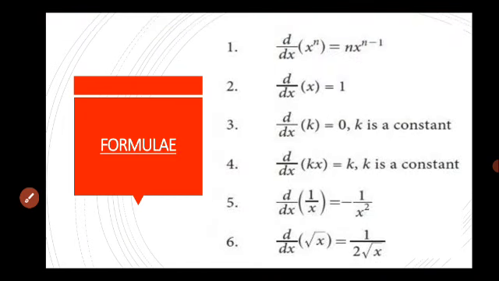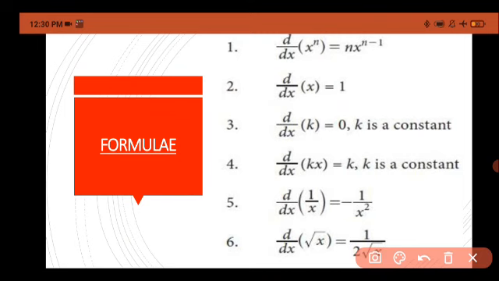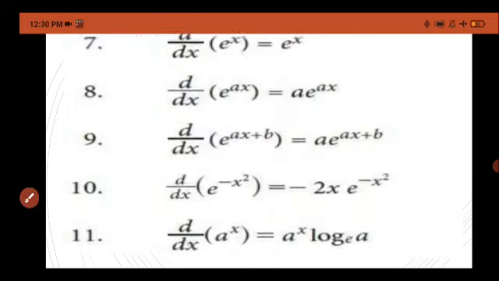Next, some formulas are there. Already you know some of them. Differentiation of x to the power n is equal to what? n x to the power n minus 1. Differentiation of x can be found according to that only. So it is 1. And differentiation of a constant number is always 0. And differentiation of x with a product of constant, so only the constant number you will get. Differentiation of 1 by x is equal to minus 1 by x square. Differentiation of square root of x is equal to 1 by 2 root x.